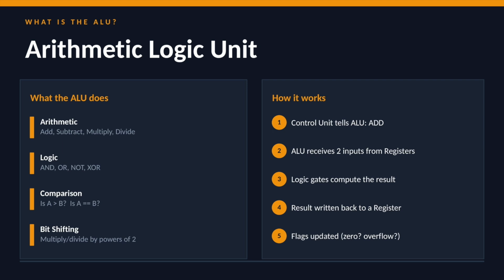Now, how does it work internally? The control unit sends an instruction to the ALU. The ALU takes two input values from registers. Logic gates built from transistors compute the result. The result goes back into a register and a flags register gets updated. Was the result 0? Did an overflow happen? These flags are used later for condition checks in your code.